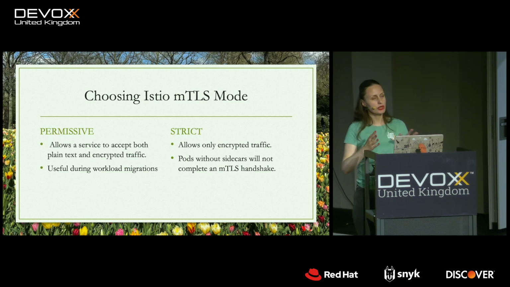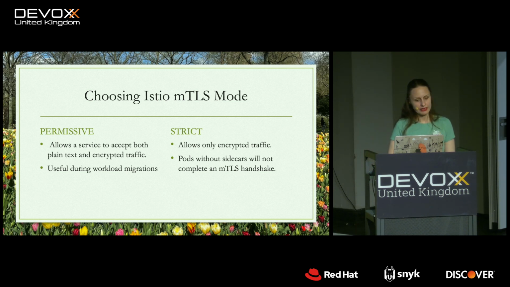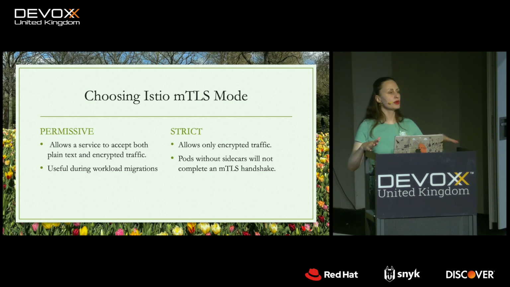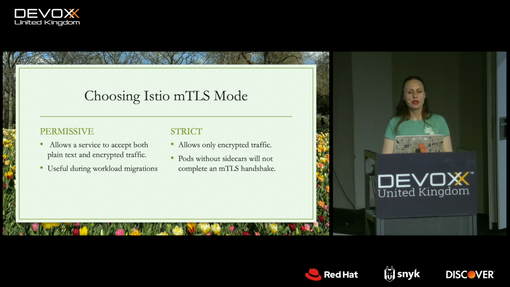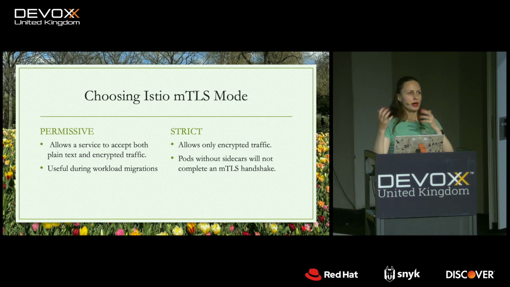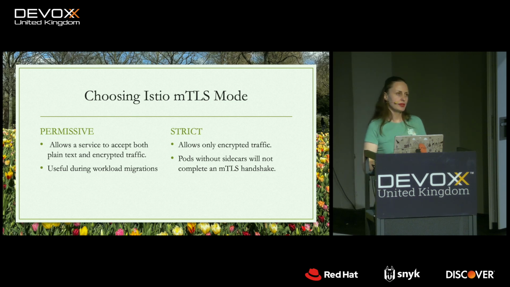But if you're putting strict all the time, that will allow only encrypted traffic. And if, for example, you have Istio configured only for certain namespaces, but you have deployments of applications in other namespaces that don't have sidecars, those applications will not be able to authenticate and to use your applications that are deployed in a namespace that uses Istio and has the strict mode enabled. So be careful with that, because it's going to pose some issues if you're using strict mode all the time.